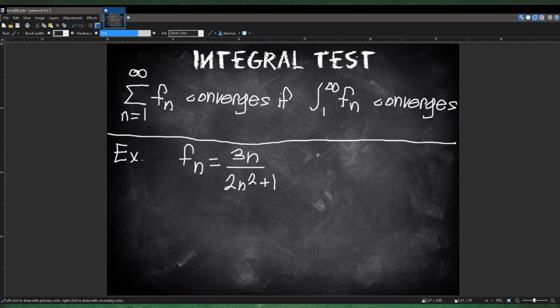So let's list out some terms to see how this looks. What's the first term? Well, that's when n is equal to 1. So that would be 3 over 3. 2 times 1 squared is just 2, plus 1 is 3. So that 3 over 3 is just 1. Next term is when n is equal to 2. So 3 times 2 is 6, divided by 2 times 2 squared, which is 8, plus 1 is 9. So this simplifies to 2 over 3.